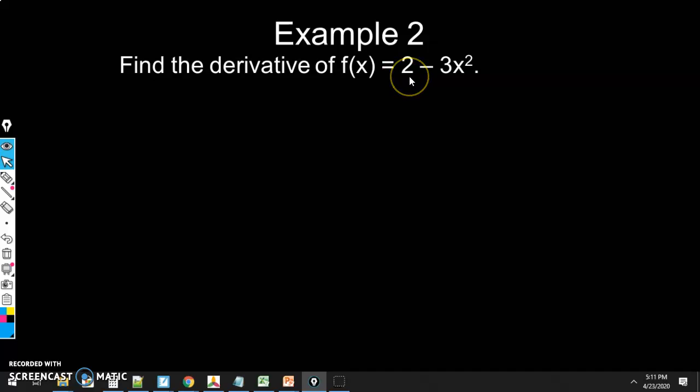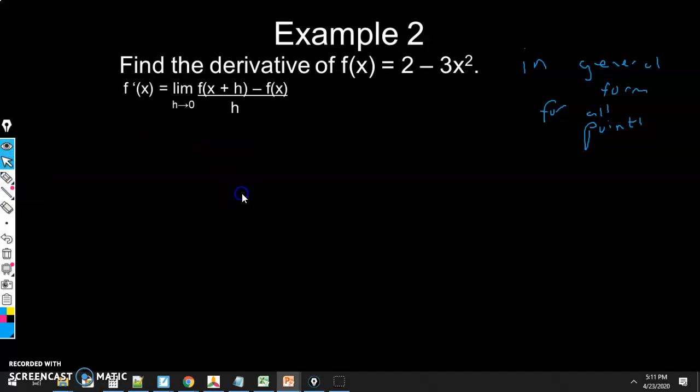Okay, now this one, we're not finding the derivative at a point. We're just finding the derivative in general. This is a general derivative for all points. So f of x equals 2 minus 3x squared. Find the derivative in general, the general form for all points. That's what they're basically asking you to do here. If we had a particular point, we could plug that into this general form to figure out that instantaneous velocity. Okay, so same formula as before.